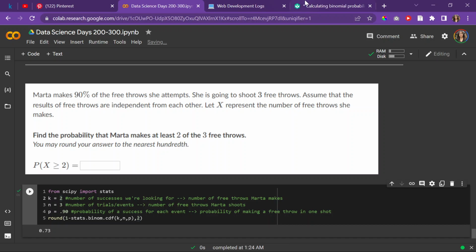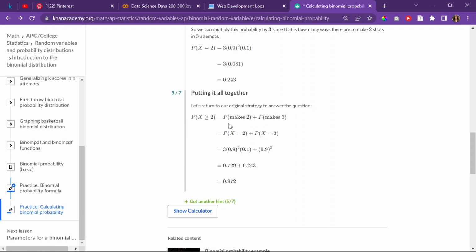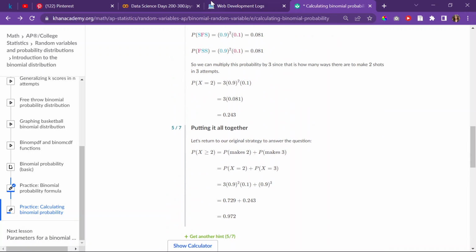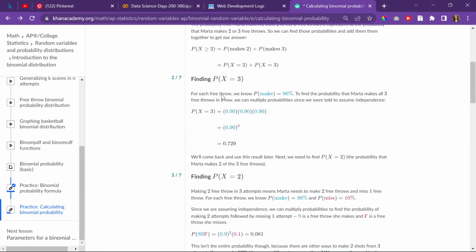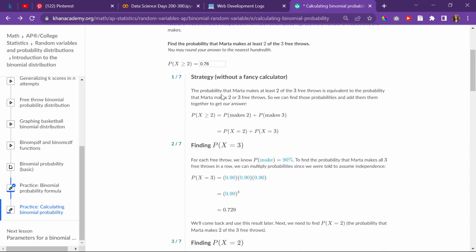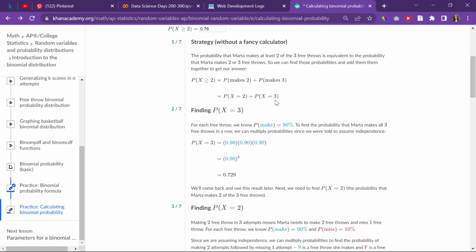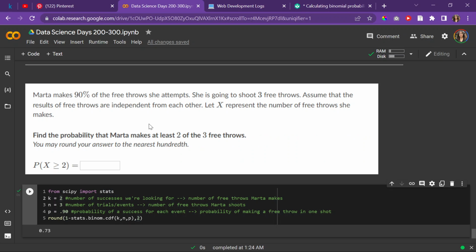Oh! Wait, 2 makes 3. Oh, because there's only 3. 2 out of the 3. It's P of 2 plus P of 3. That's the probability of getting 2 or more. Oh, well then in that case, I could have just done the following.